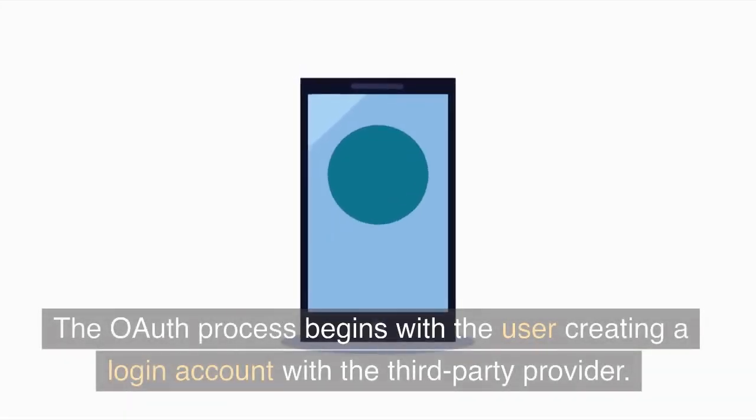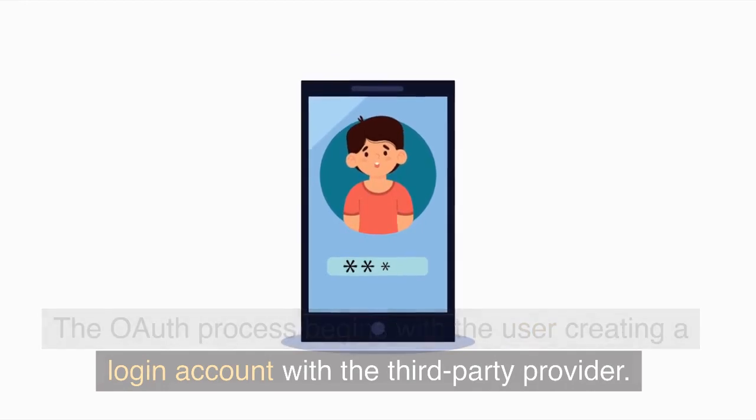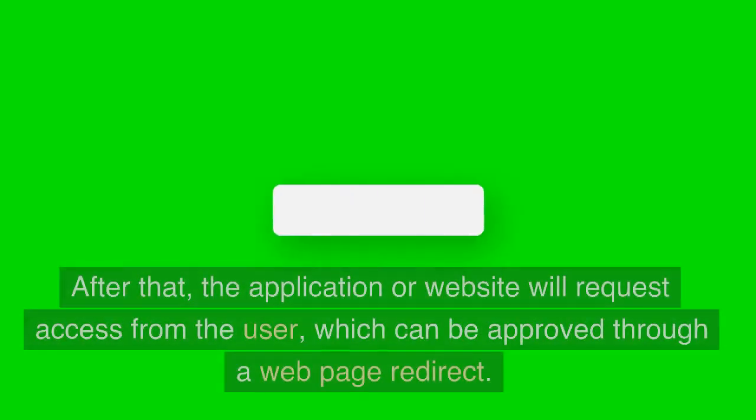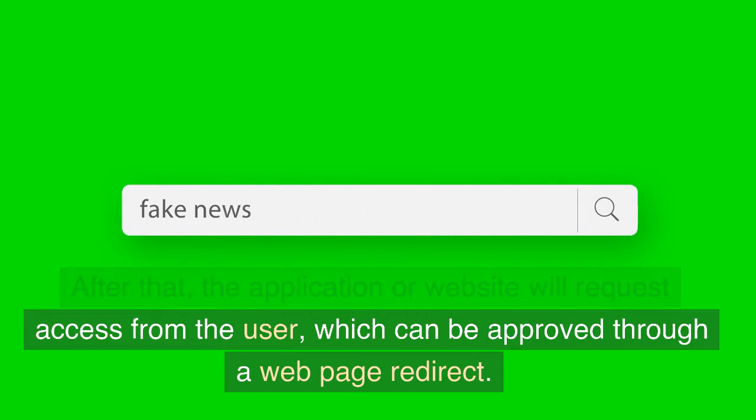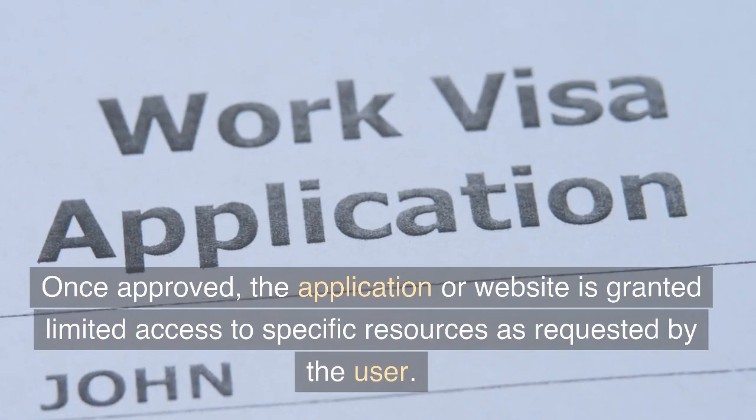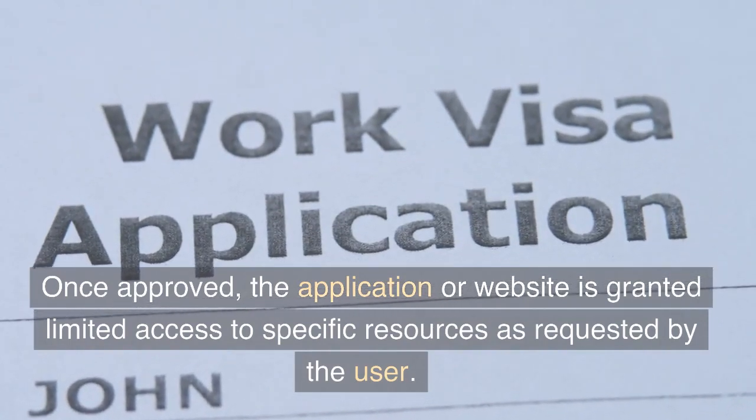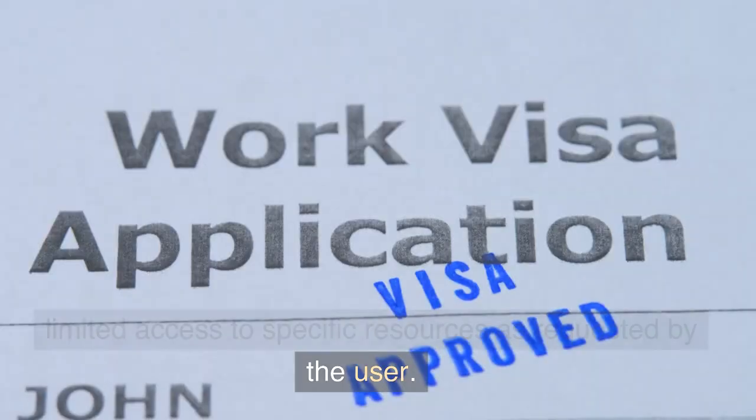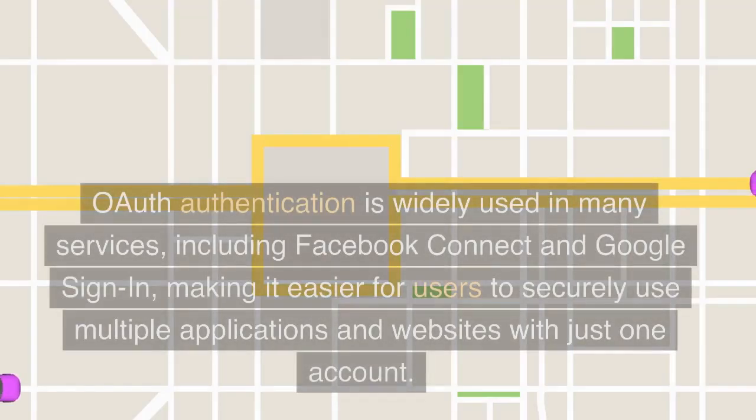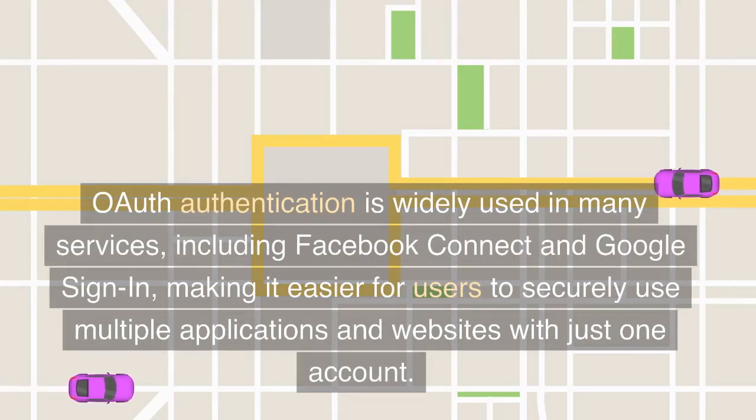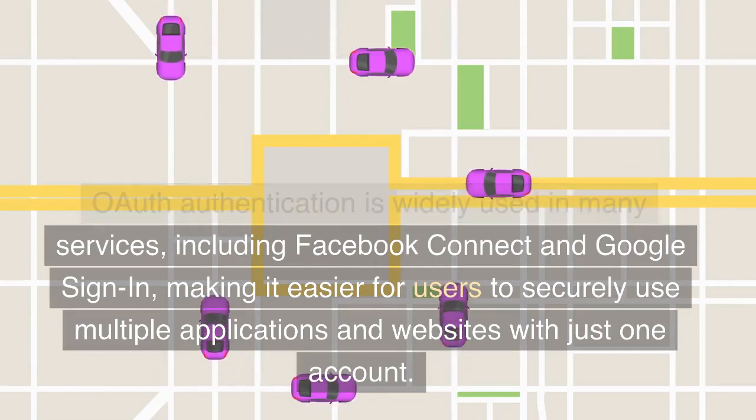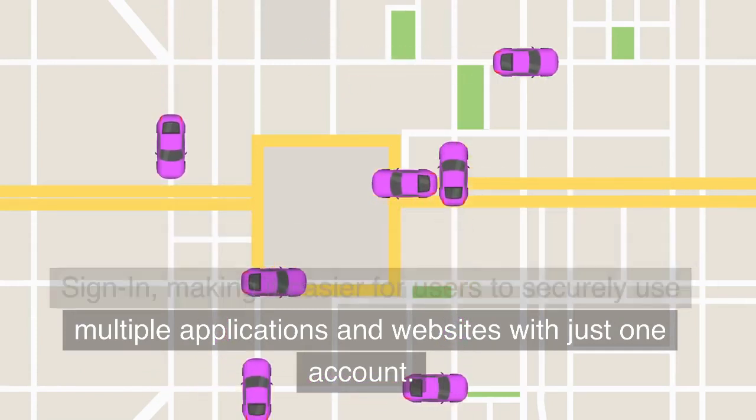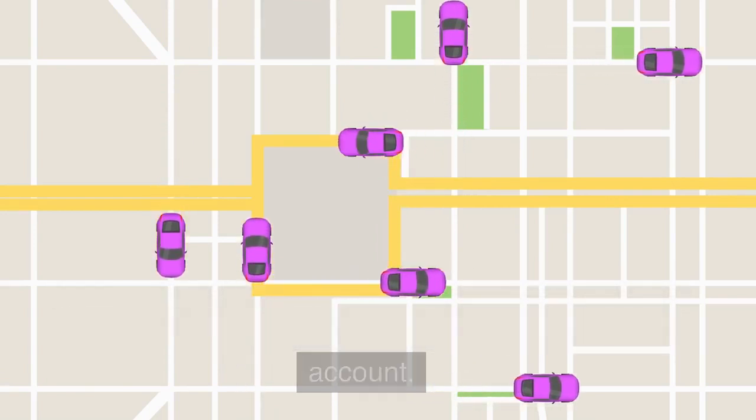The OAuth process begins with the user creating a login account with a third-party provider. After that, the application or website will request access from the user, which can be approved through a web page redirect. Once approved, the application or website is granted limited access to specific resources as requested by the user. OAuth Authentication is widely used in many services, including Facebook Connect and Google Sign-in, making it easier for users to securely use multiple applications and websites with just one account.